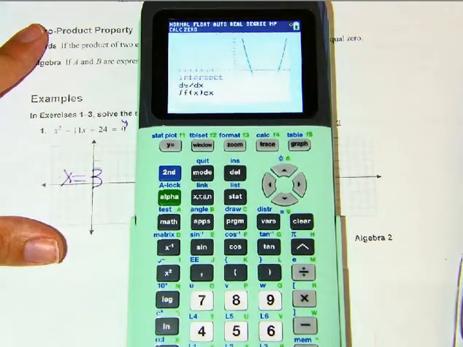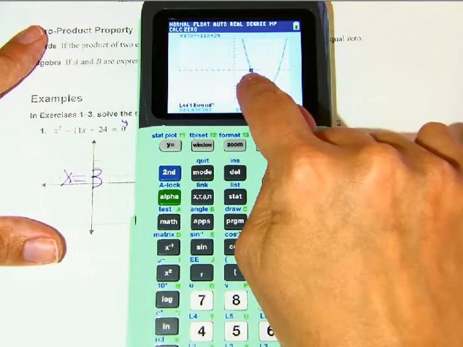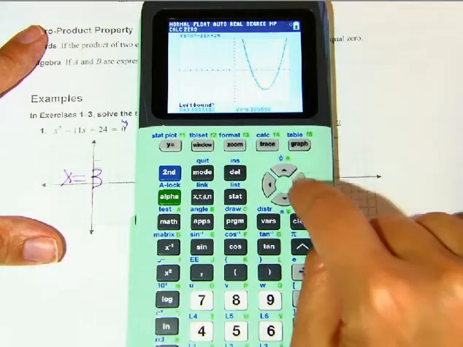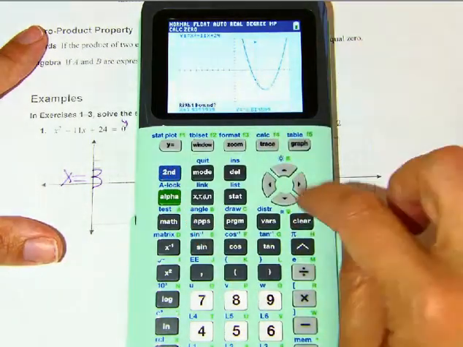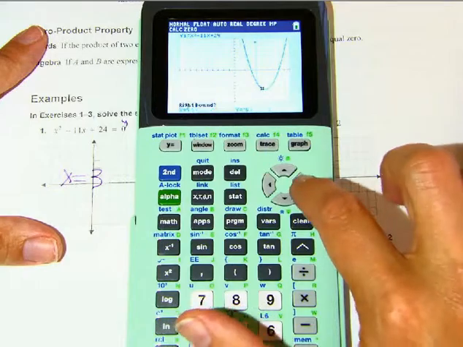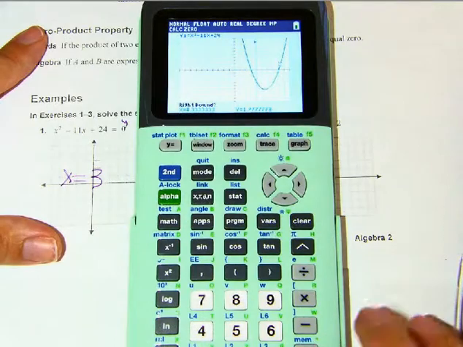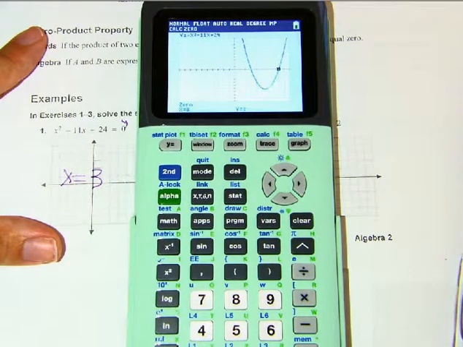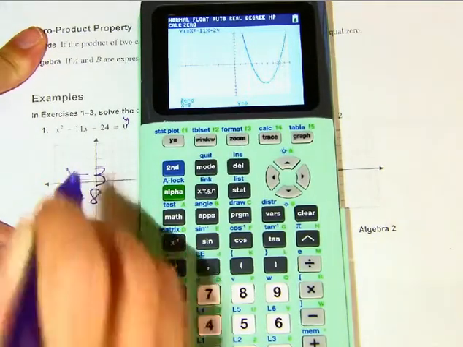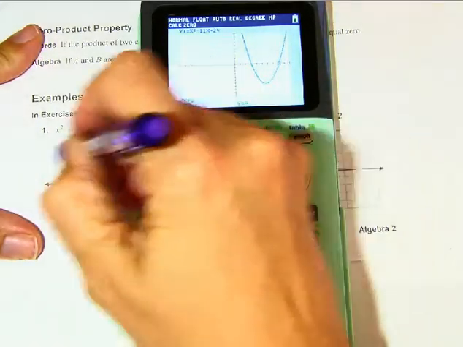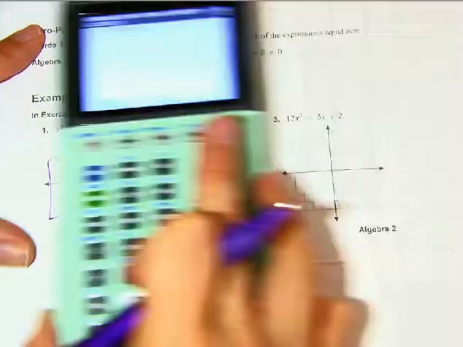I want the zeros. Now this left bound, I have to make sure I'm not left of this intercept. So I have to go between my 2 intercepts. It doesn't matter how far, because I'm left of this one but right of that one. And then it wants a right bound, and I just made it just right of it. Push enter as your guess, and it tells me when y is 0, x is 8. So x equaling 8 is my second one. Okay, so there are my 2 answers, my 2 solutions to that equation.